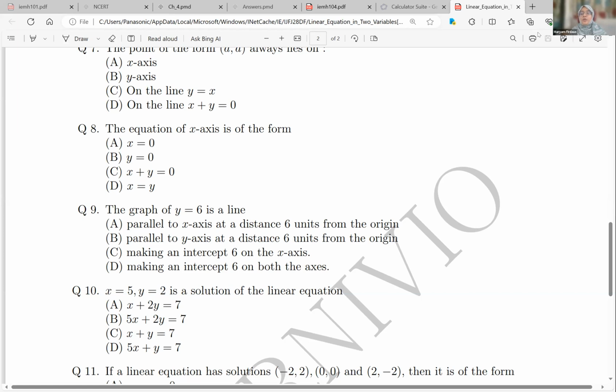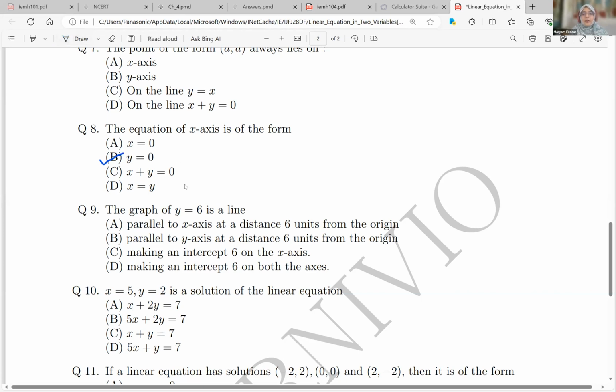We know that. So the equation of y-axis is what? X equals 0, right? So the equation of y-axis is x equals 0 and the equation of x-axis is y equals 0.